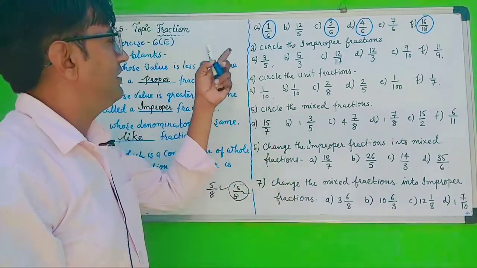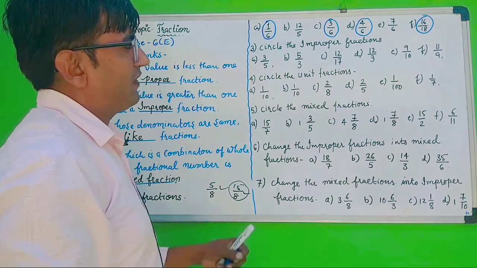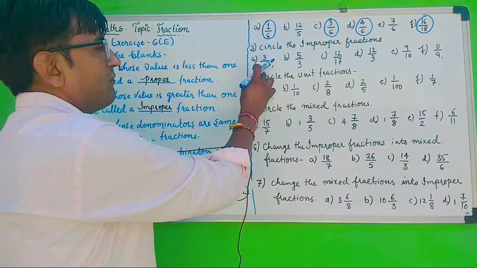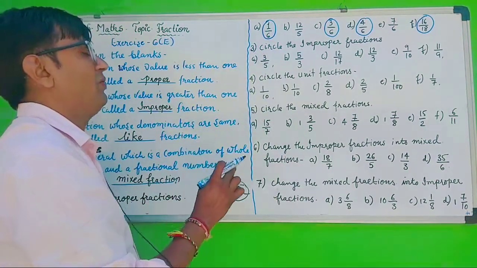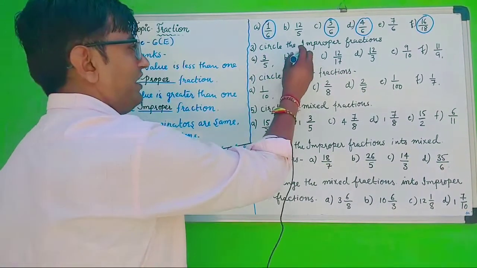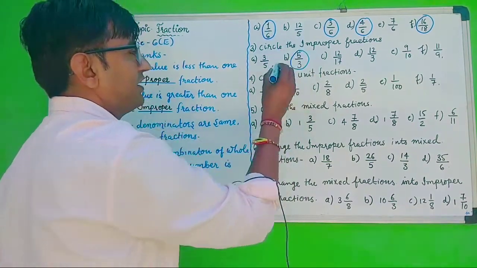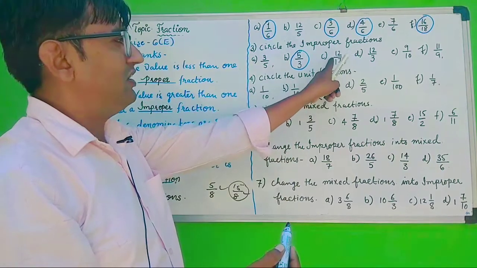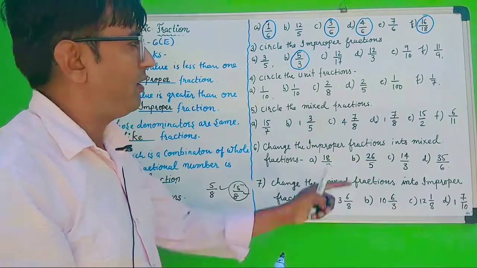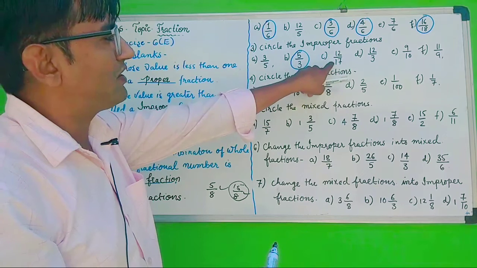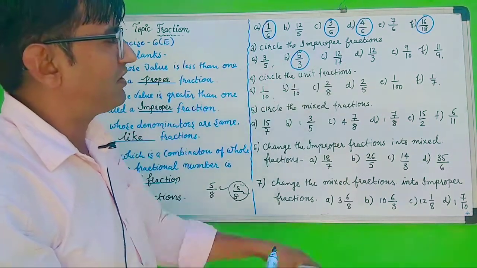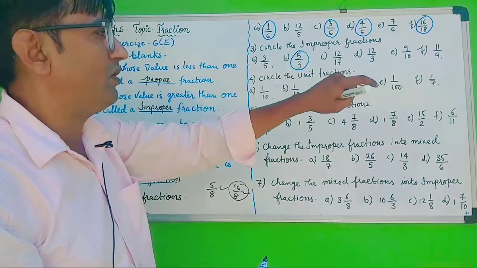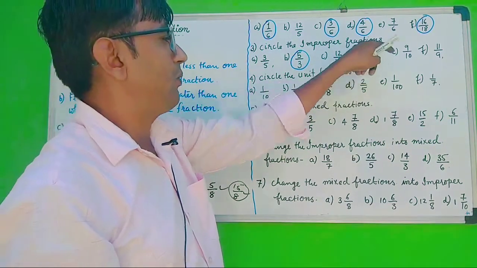Next one. Circle the improper fraction, just the opposite of the proper fraction. I have explained this. Here 3 is smaller than 5, so it is a proper fraction. We do not circle it. 5 by 3, yes, 5 is the numerator and 3 is the denominator, and 5 is greater than 3. Then see 12 by 17. 12 is smaller than 17, so this is a proper fraction. We do not circle it. Then 12 by 3.